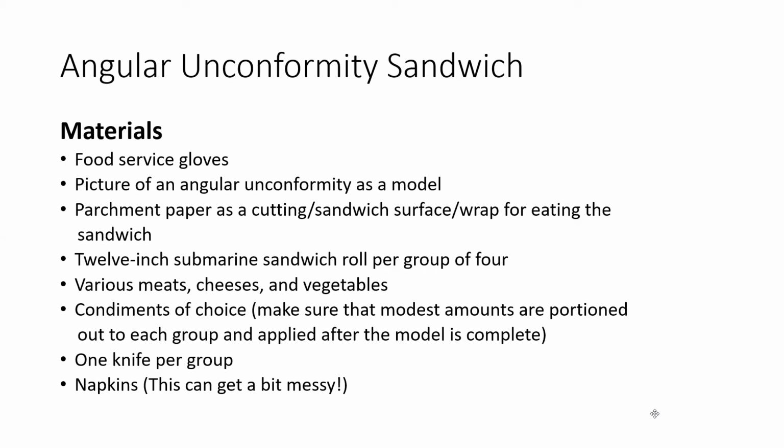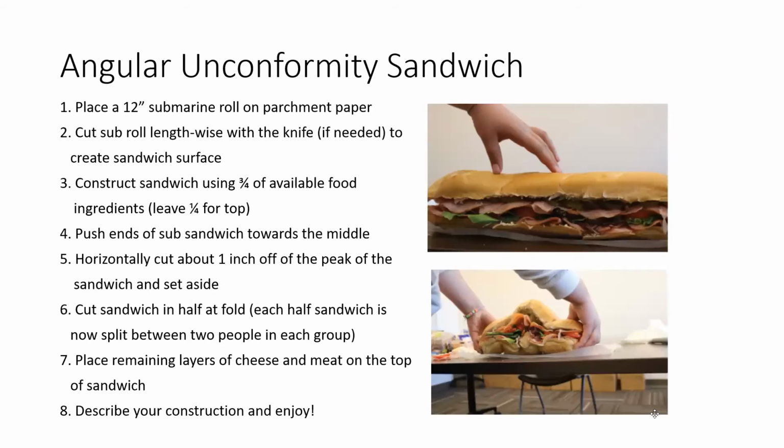You'll need various meats, cheeses, and vegetables, and some condiments of your choice. But I would suggest passing those out after you've made the sandwich, and using modest amounts. Don't apply them before you create the angular unconformity. You'll need 1 knife per group and napkins because this can be a little messy. We found that out.